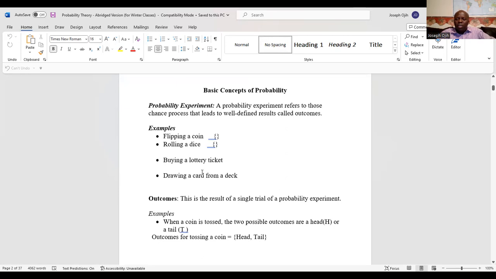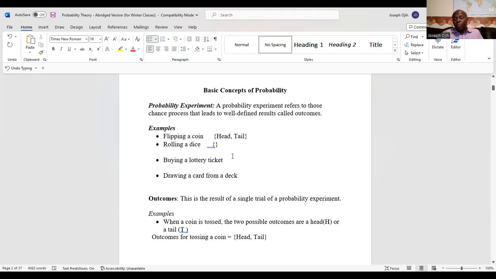At this point, we are ready to look at some of the basic concepts of probability. The first one we look at is a concept that we call a probability experiment. A probability experiment refers to the chance process that leads to a defined result that we call outcomes. Any chance process that leads to a well-defined result is a probability experiment. That result, we call outcomes. For example, if you flip a coin, the coin can land either as a head or a tail. So flipping a coin is a type of probability experiment.